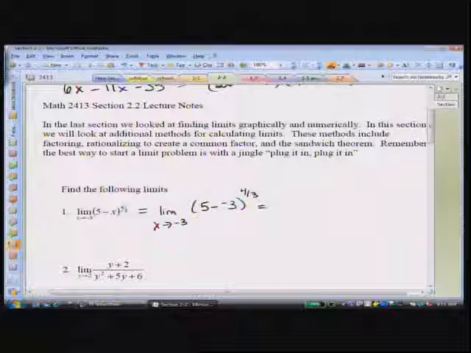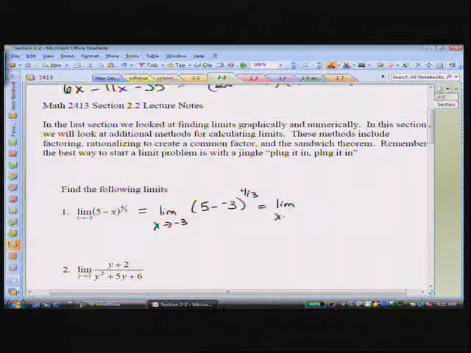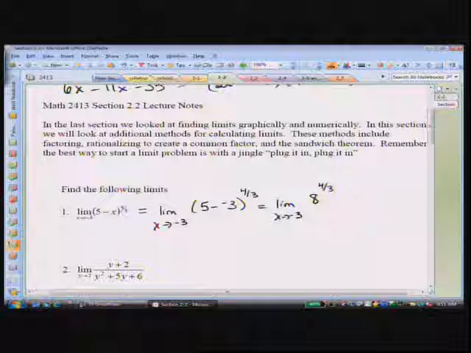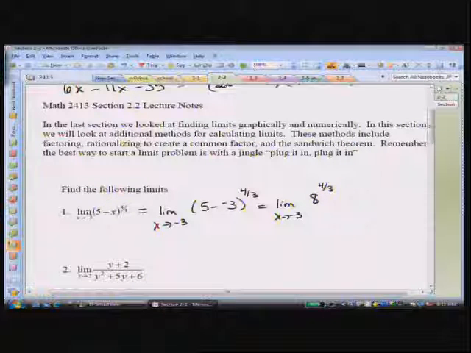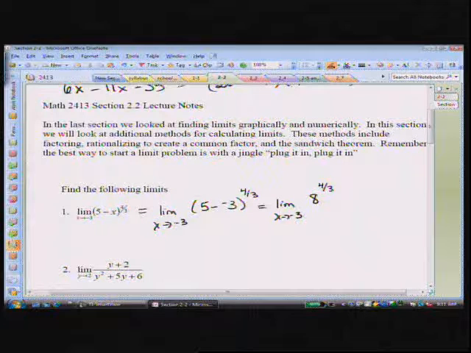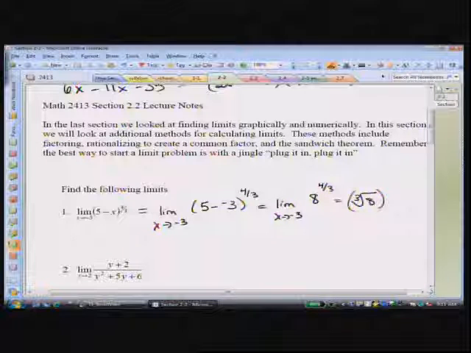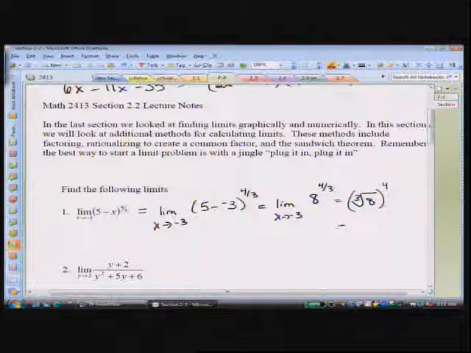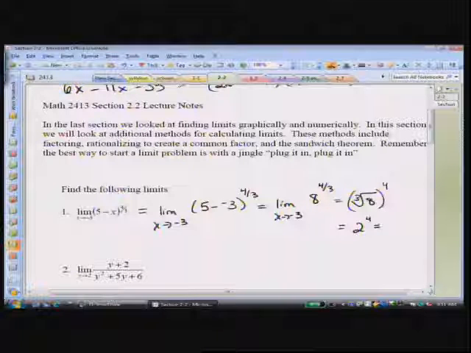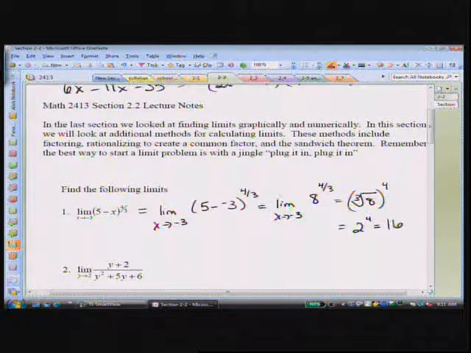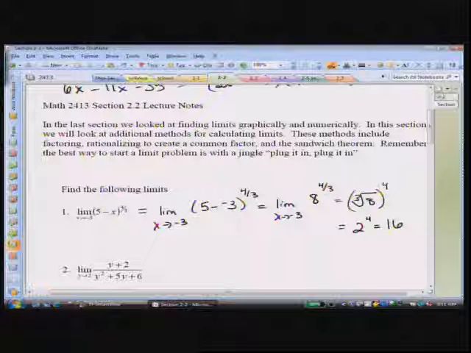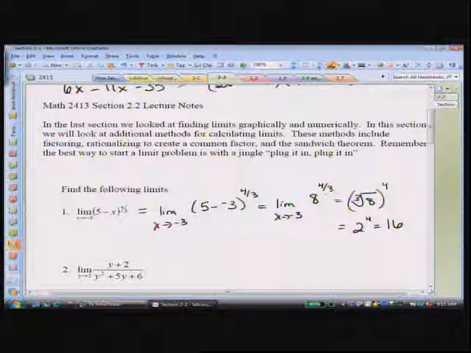5 minus negative 3 is going to be 8, so this is 8 to the 4/3. I don't know, it's been a while, right? But to the 4/3 means the cube root of 8, and then you raise it to the 4th power. Fortunately, the cube root of 8 is a nice number. The cube root of 8 is 2, and then 2 to the 4th is 16. You could do that with your graphing calculator. Raise it to the 4/3 power. Make sure you put the exponent in parentheses.